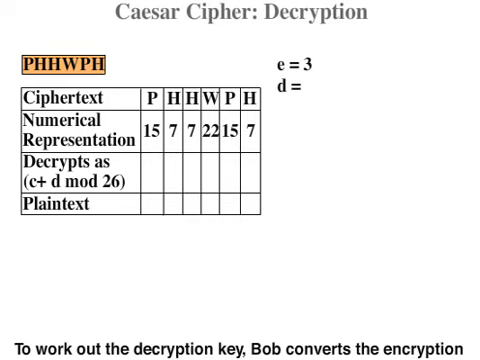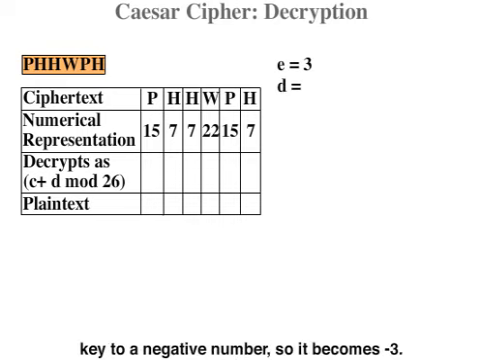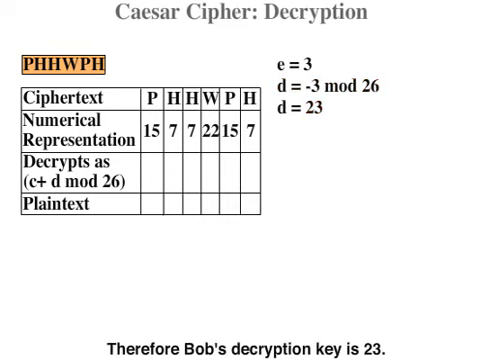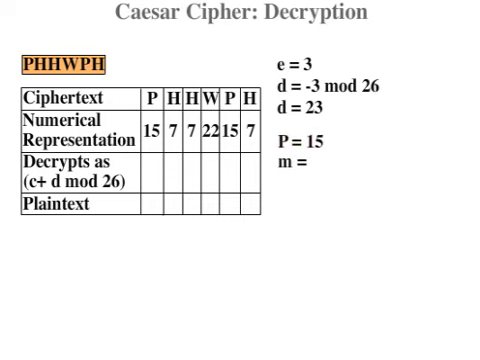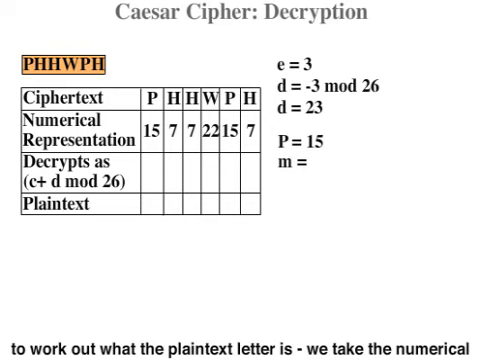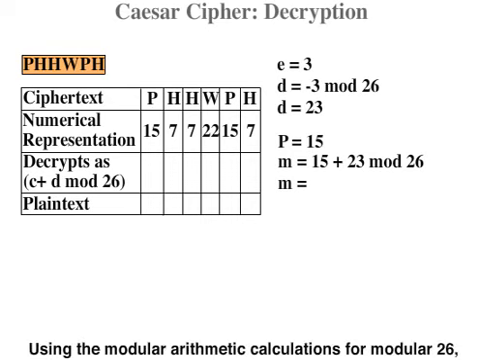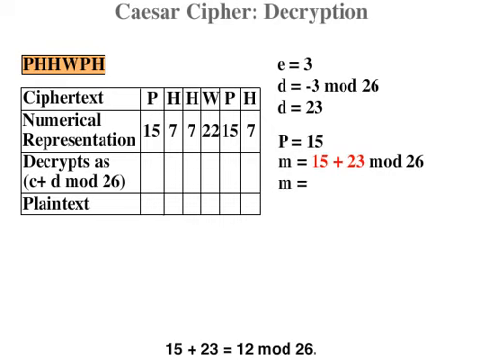To work out the decryption key, Bob converts the encryption key to a negative number, so it becomes -3. -3 modulo 26 equals 23. Therefore, Bob's decryption key is 23. Numerical representation for P is 15. To work out what the plaintext letter is, we take the numerical representation of P, 15, and add it to the decryption key, 23. Using the modular arithmetic calculations for modulo 26, 15 plus 23 equals 12 modulo 26.